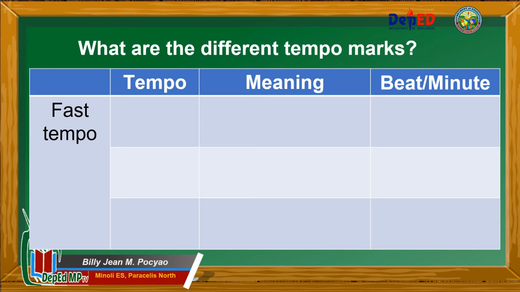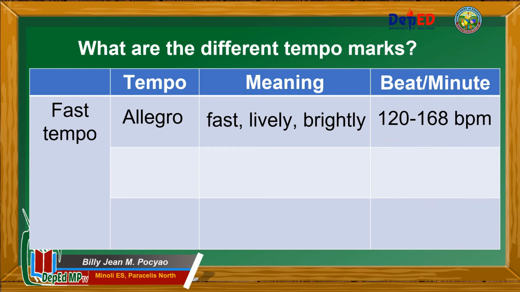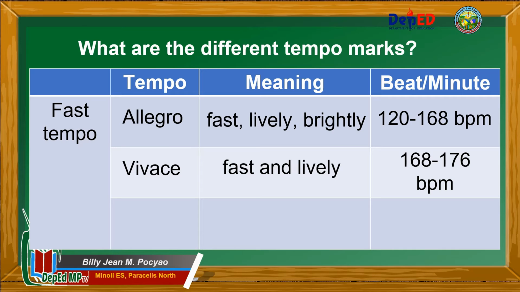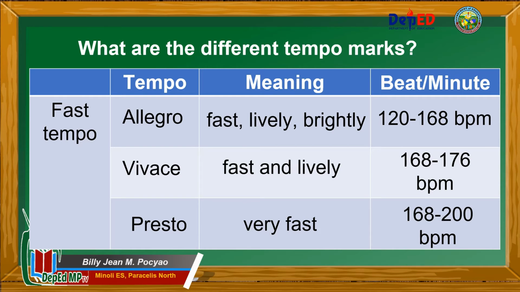We have here the fast tempo like allegro. Allegro is fast, lively, and bright. It ranges from 120 to 168 beats per minute. Another one is vivace. Vivace is fast and lively. It ranges from 168 to 176 beats per minute. And we have presto. Presto is very fast. It imitates a sprinter's heart, as quick as 168 to 200 beats per minute.